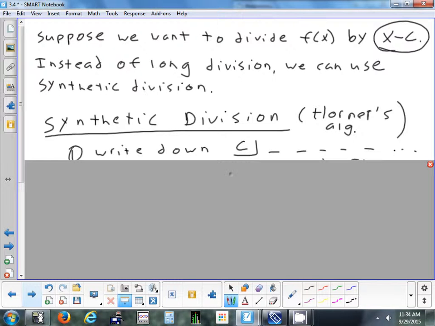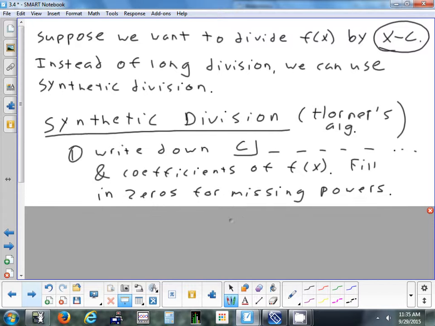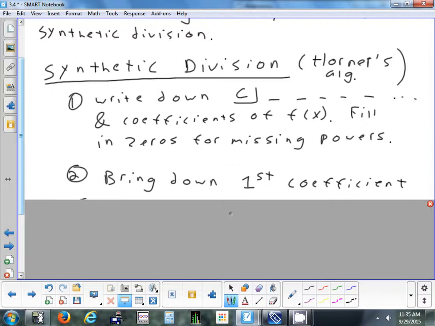All right, first thing you're going to do is write down whatever c is. It'll be the number after the minus sign. I'm going to put a little kind of backwards L. And then next to that, we're going to put all the coefficients of f of x. We're not going to have any letters here. This whole process is just going to be numbers. So we'll fill in all the coefficients of f of x. Just like yesterday, if you're missing a power, fill in a 0 for any missing powers. The next thing is we're going to take the first coefficient and we're just going to bring it down.